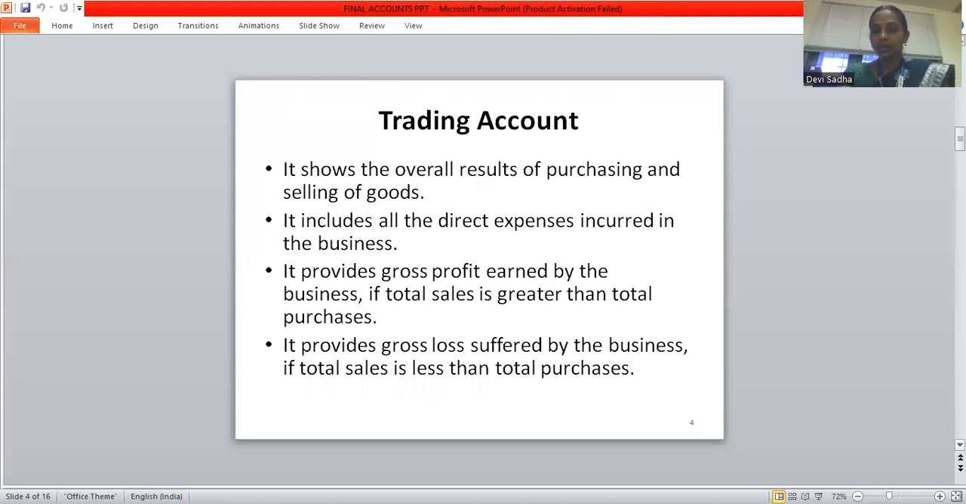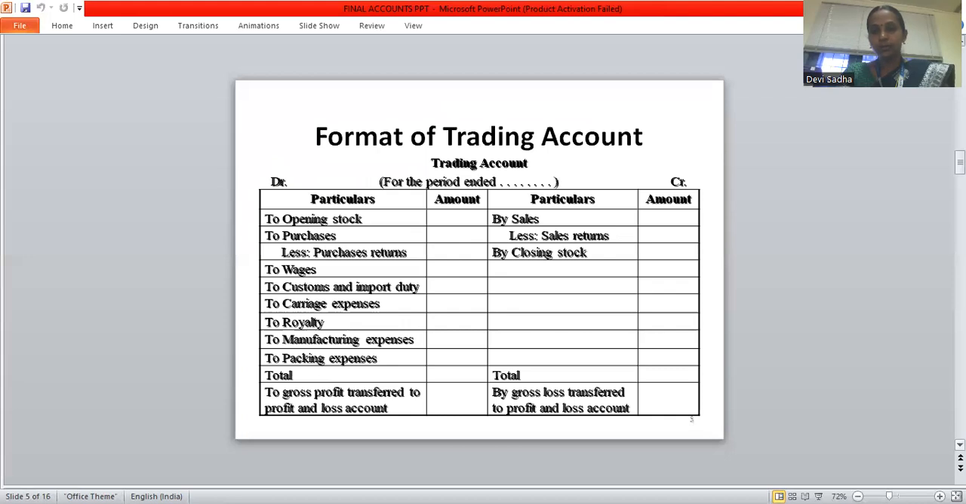Gross profit is when total sales are greater than total purchases. Then next, we get gross loss suffered by the business, when total sales are less than total purchases. The next one, format of the trading account. What is the format? The format is debit and credit side.